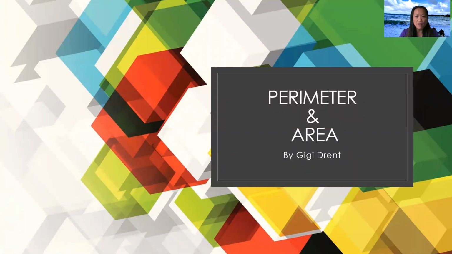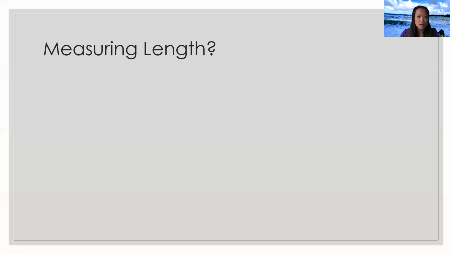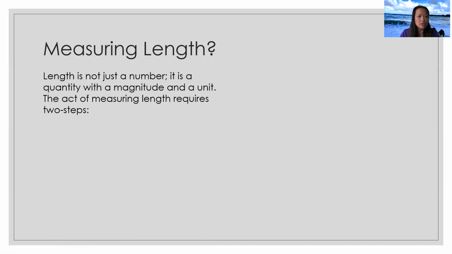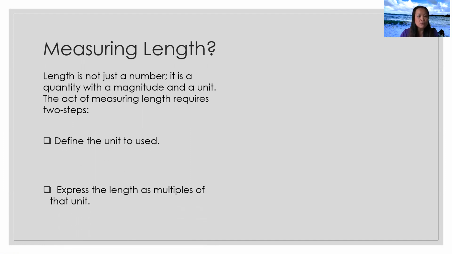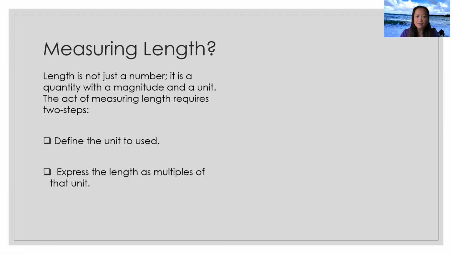Okay, so before we talk about perimeter and area, let's talk about what it means to measure, right? To measure requires a two-step process. One is to define the unit that is being used, and then two is to express the length or the weight or whatever it is that you are measuring as multiples of that unit, right? So length is not just a number, it's a quantity with a magnitude and a unit.